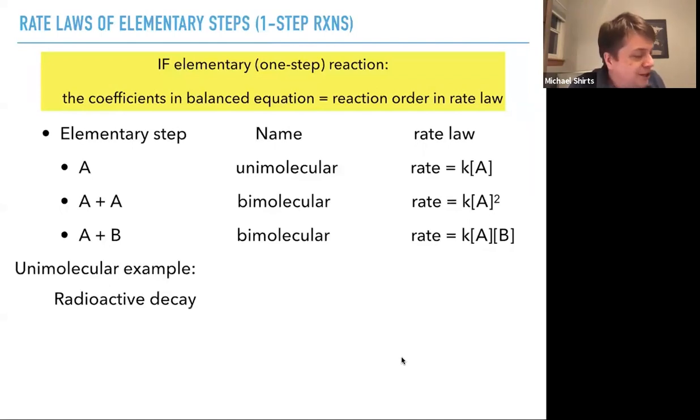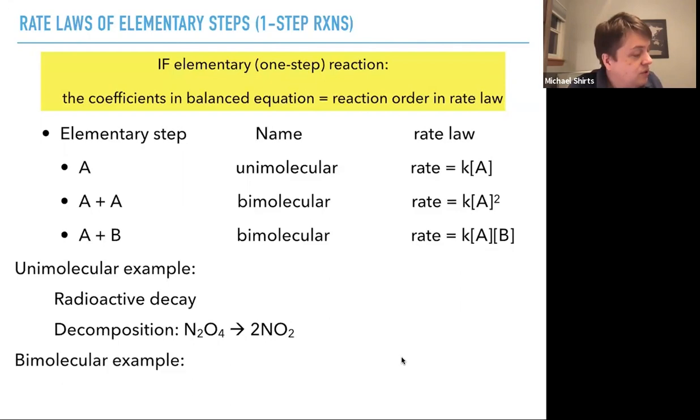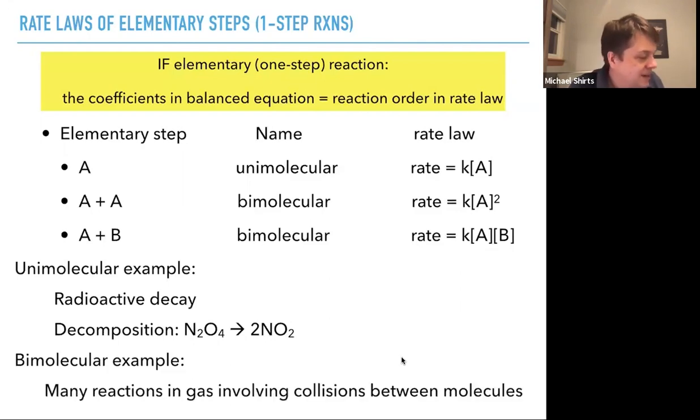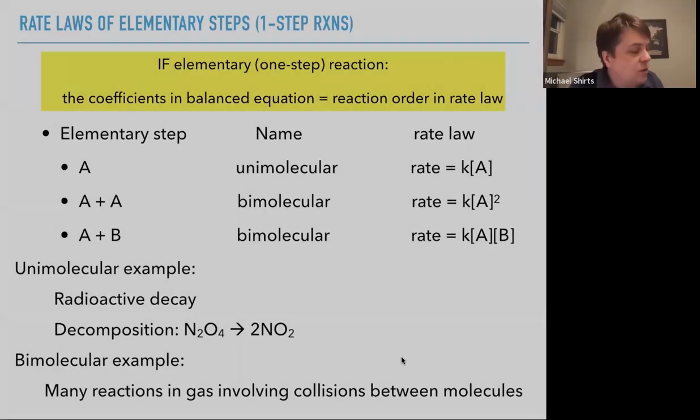A unimolecular example, radioactive decay. That's something that has a first order rate, and you get decay as an exponential, as we saw in the previous segment. Decomposition of N2O4 to 2NO2 is another. A bimolecular example, again, many reactions in gas that involve collisions between molecules that are only one step. So those are some of the simple one-step elementary reactions that one could see.